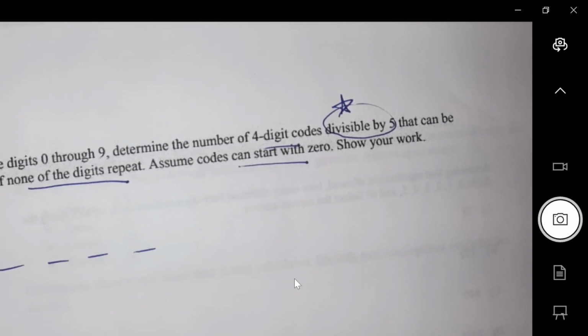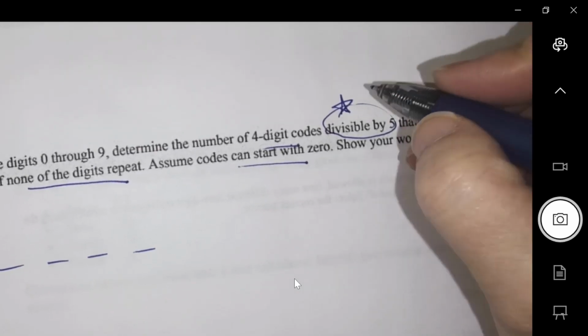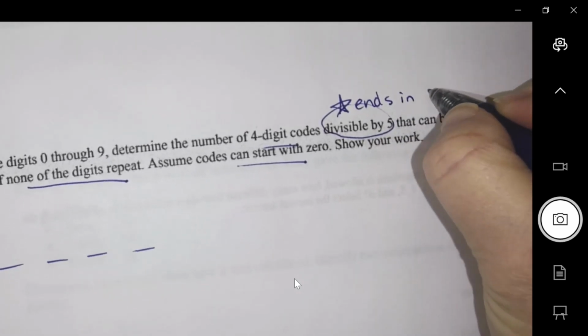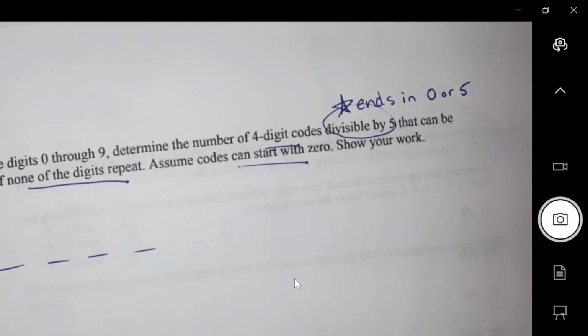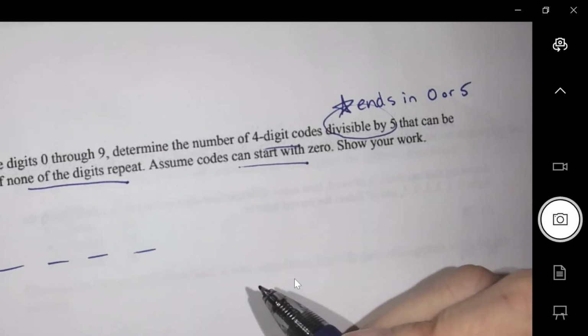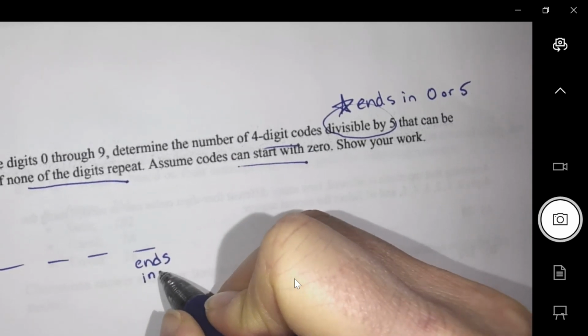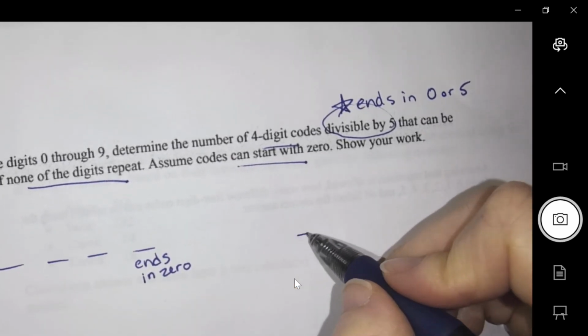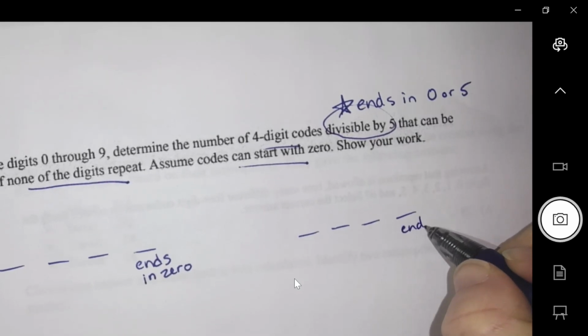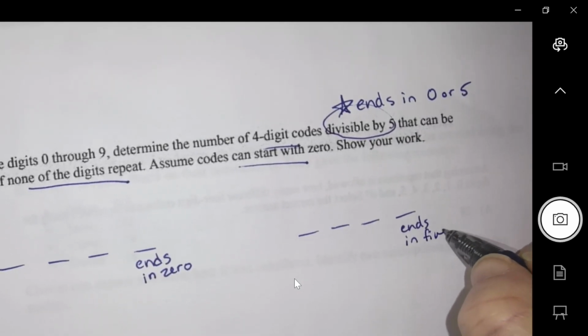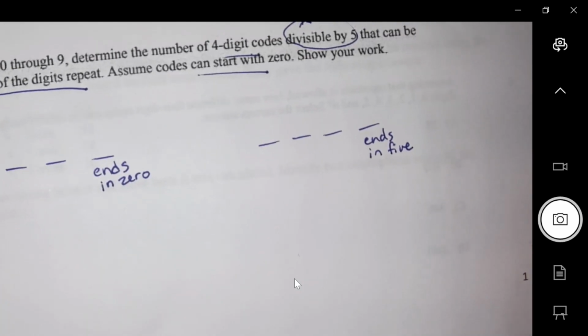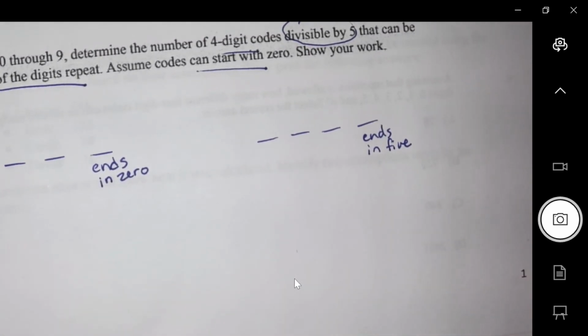80 is divisible by 5. Why? What's the common rule? It ends in a 0 or a 5. Any number in math that ends in a 0 or a 5 is divisible by 5. Okay, so let's talk about the first option. Ends in a 0. I could either end something in 0 or I could end it in a 5.